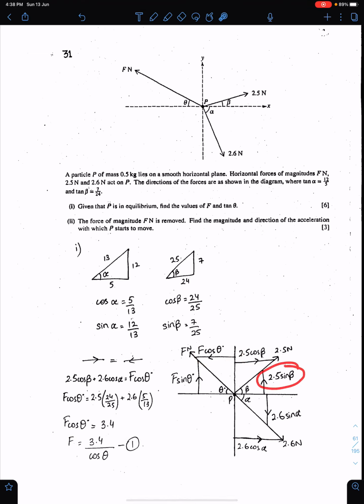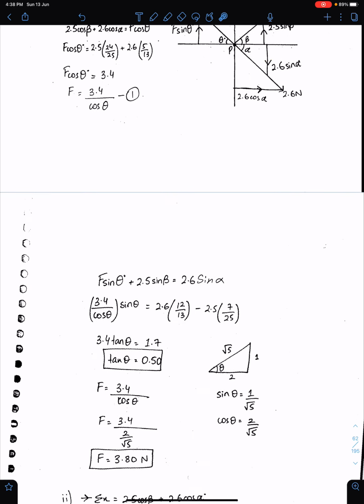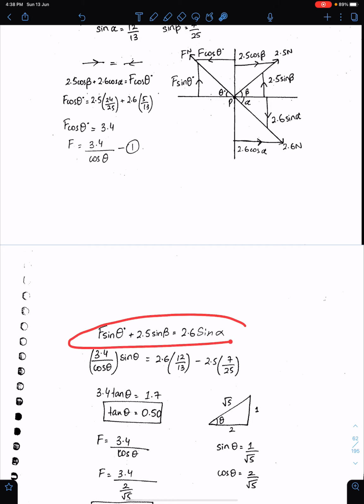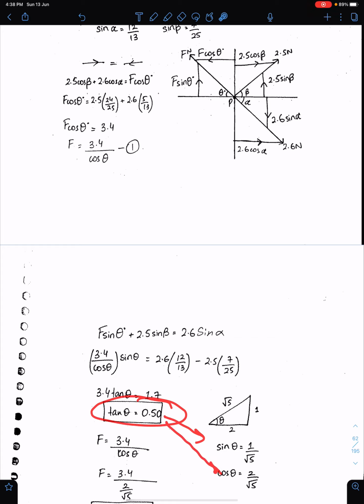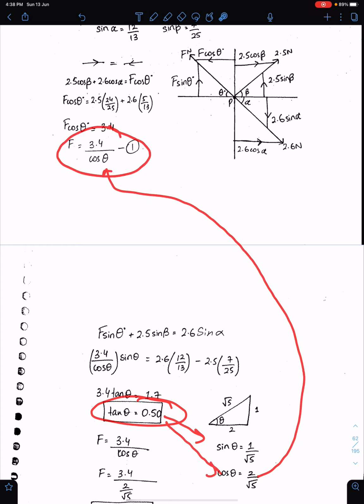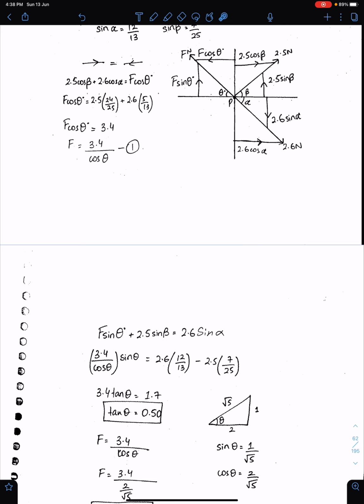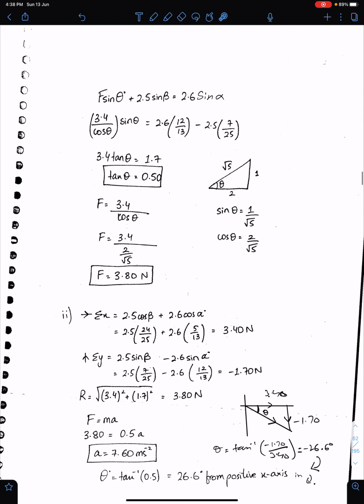And this plus this is equal to 2.6 sine alpha, which is here. Since F is this, so by substituting F here, we can get the value of tan theta. And with the help of tan theta, we can get the values of sine theta and cos theta. By substituting cos theta here, we can get F. So you have the option. You can either find theta or find sine theta and cos theta.